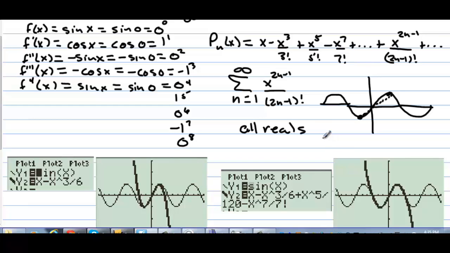Not just negative 1 to 1 like we have with the power series, but if you add enough terms, you will fit most of the graph. You can't fit the entire graph. We can't actually go to infinity, but in theory, if we could, we would fit the entire graph, all reals.